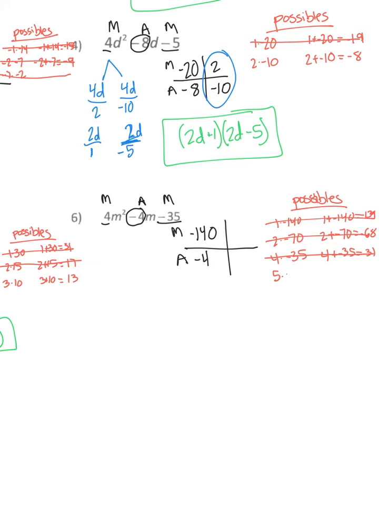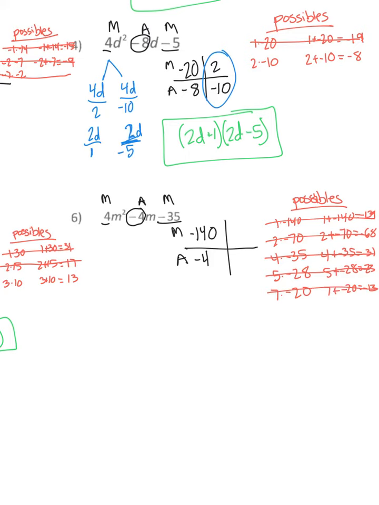5. That would be 5 times negative 28. 5 plus negative 28 gives me negative 23. Still not what I'm looking for. 6 doesn't go into 140, but 7 does. 7 times negative 20. 7 plus negative 20 is negative 13. We're getting closer, but still not right.